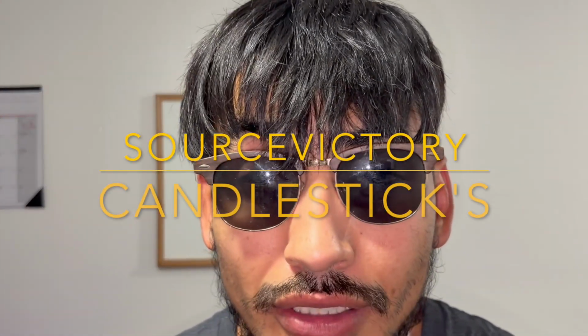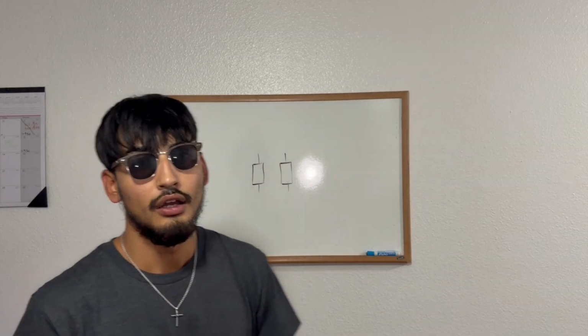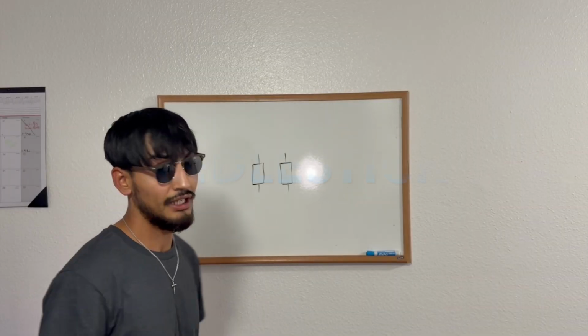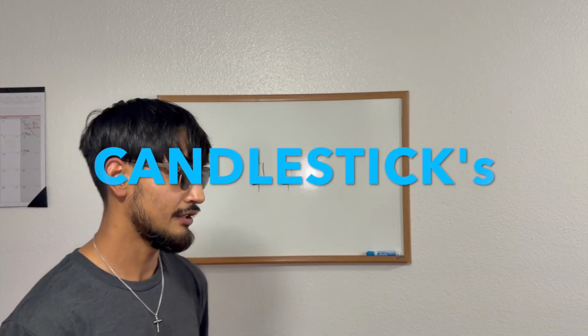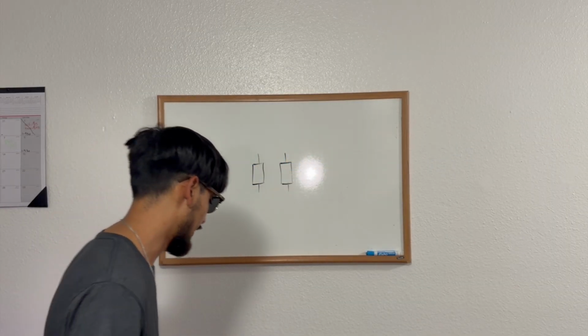You trying to learn about candlesticks? Let's get right into it. All right. So when you open up a chart, the first thing that you see is these things called candlesticks. The little lines on the chart are called candlesticks. There are two kinds of candlesticks.